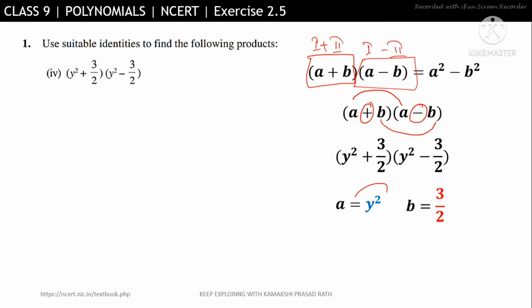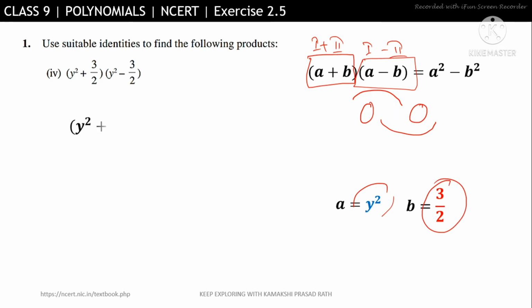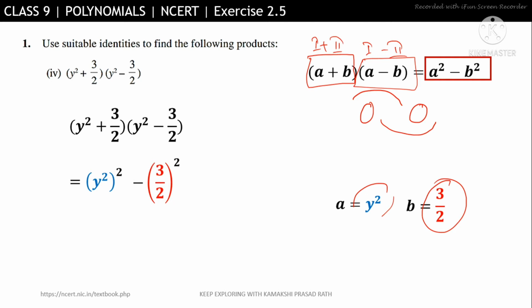So here in the first we have y squared and in the second we have 3 by 2. So we'll use it: y squared plus 3 by 2 into y squared minus 3 by 2. What do we get now? A plus b into a minus b, a squared minus b squared. So in place of a, we'll use y squared, in place of b, we'll use 3 by 2.